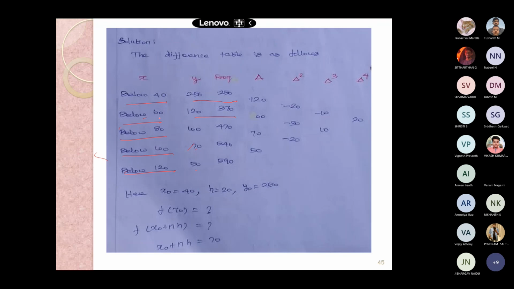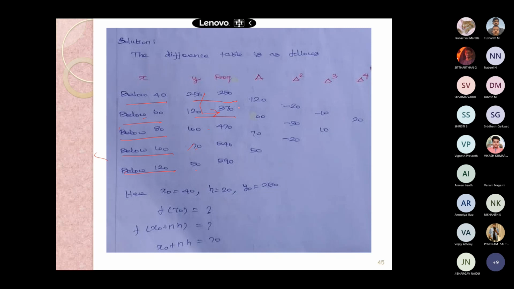We accumulated, we made it as below 60. Below 60 means the range between 40 to 60 as well as below 40. Therefore, I am accumulating these two in order to calculate my first difference, and subsequently I need to continue for the rest. So for below 80, I am accumulating this with 100. I am getting 470, and 470 and 70, 540, and 540 plus 50, 590.